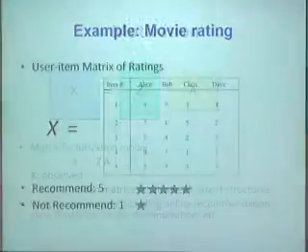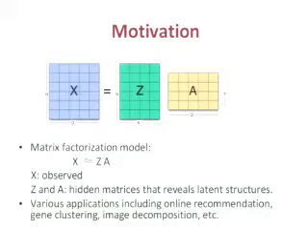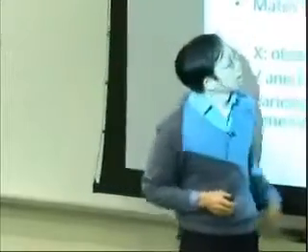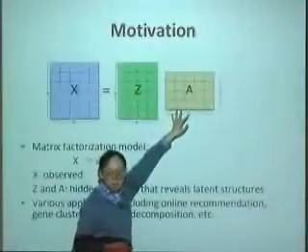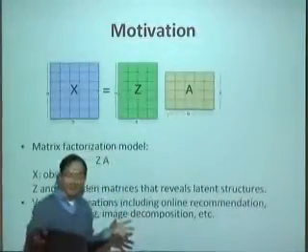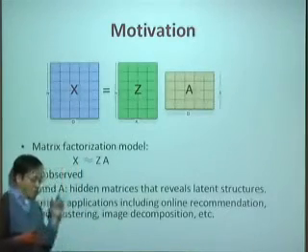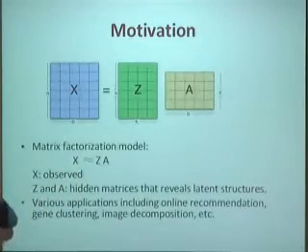What's different in this work is that a different prior distribution and different constraints are used on the latent matrices Z and A, such that we have different properties in this infinite matrix factorization.